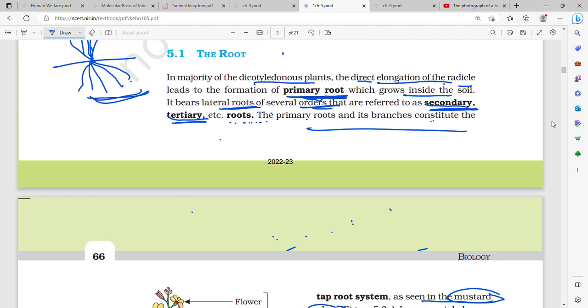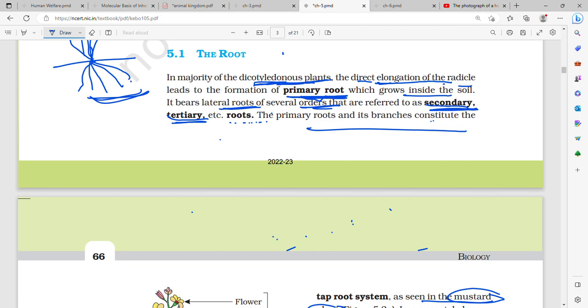The root. In the majority of dicotyledonous plants, the direct elongation of the radicle leads to the formation of the primary root, which grows inside the soil. It bears lateral roots of several orders which are referred to as secondary and tertiary roots.